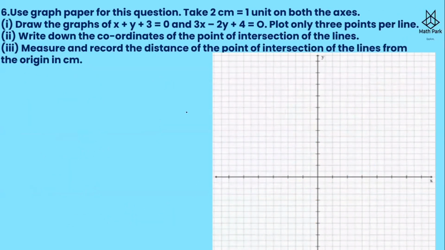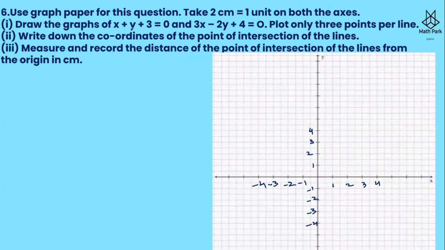Moving to the next question. Use the graph paper for this. Take 2 centimeter is equal to 1 unit on both axes. So this is 1, 2, 3, 4, and so on. Here it is -1, -2, -3, -4.